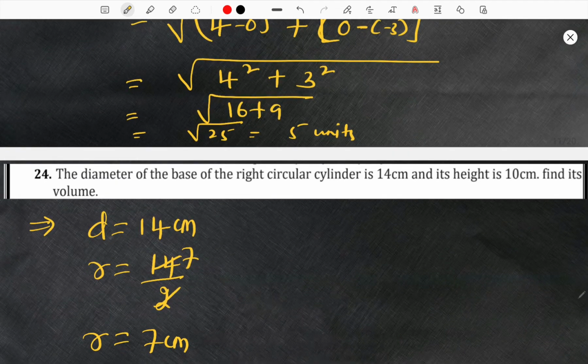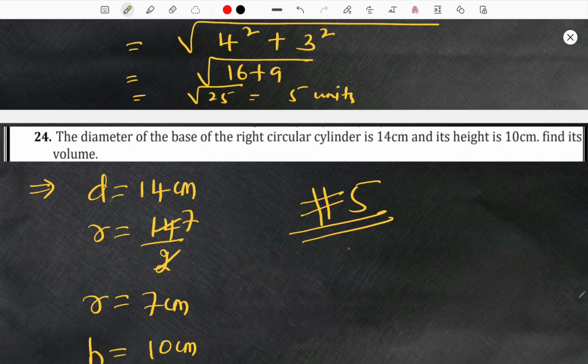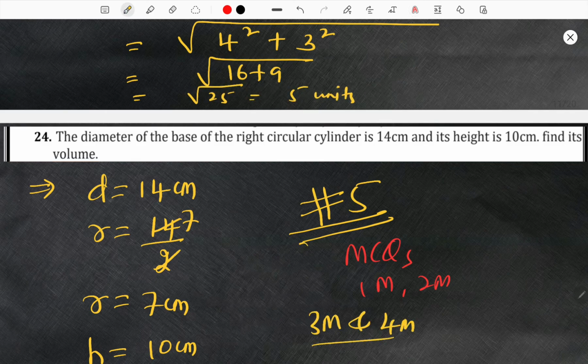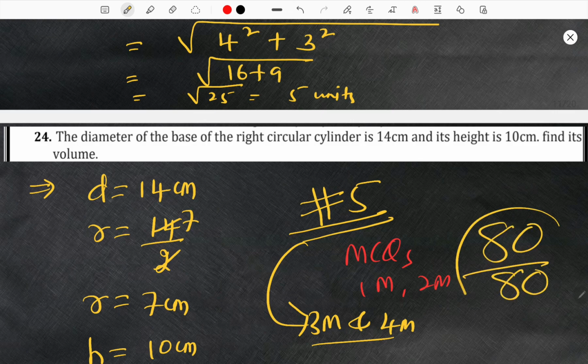So these are the type of questions from your question paper. In every video I am mentioning the target is 5 question papers, and from that MCQs, 1 mark questions and 2 mark questions are complete now. So whatever I am marking red, these are completed. And now the target is 3 mark and 4 mark questions from these 5 question papers, so that you score 80 out of 80 in your board exam.